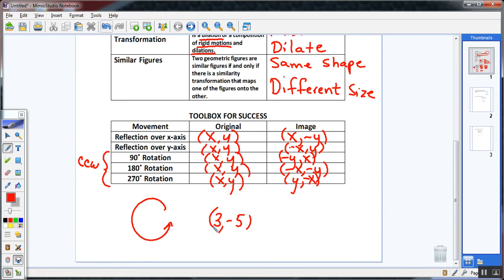What's 180 degrees of rotation going to become? Negative 3, positive 5. What would 270 degrees of rotation become? Okay, understand how to read that? Okay, let's talk. Second page here, kids.